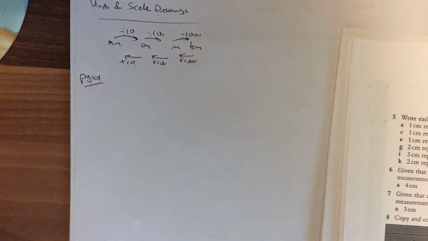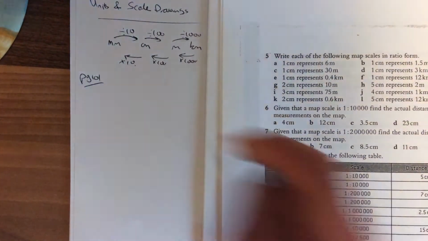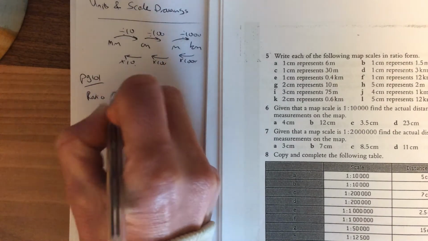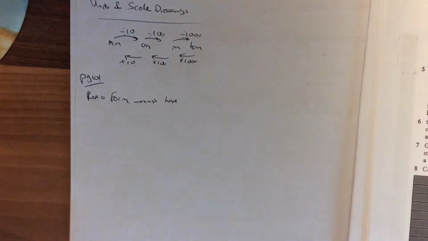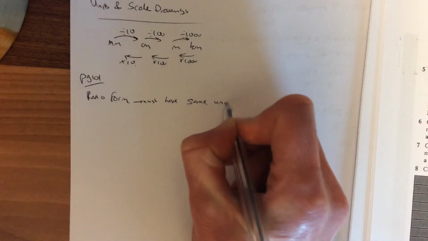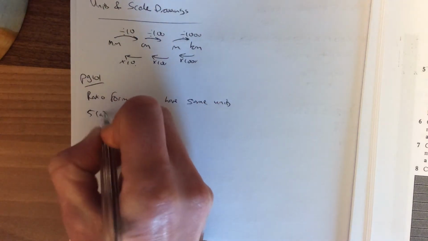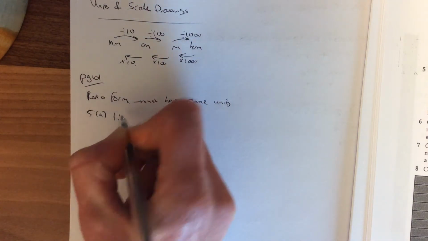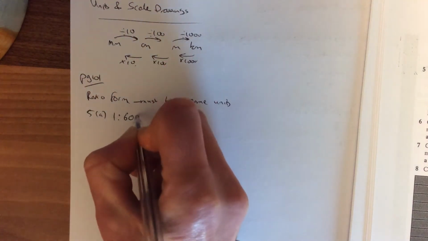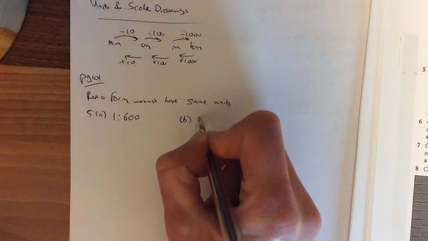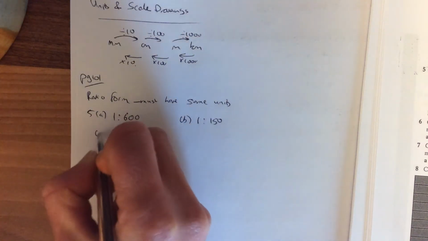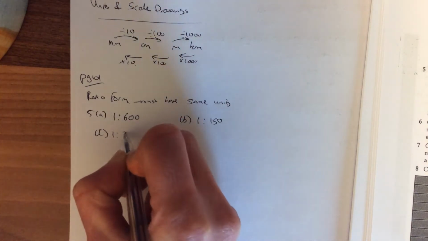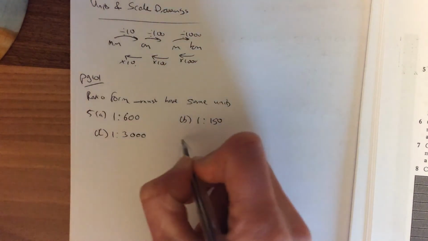So page 101. Write each of the following in ratio form. When you're writing in ratio form, you must have the same units. So the first one, in 5a, 1 centimetre to 6 metres. So that's 1 centimetre to 600 centimetres. Part B, 1 centimetre to 1.5 metres. That's 150 centimetres. Part C, 1 centimetre to 30 metres, which is 3,000 centimetres.